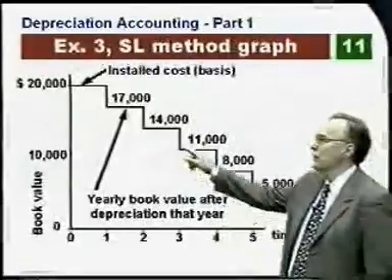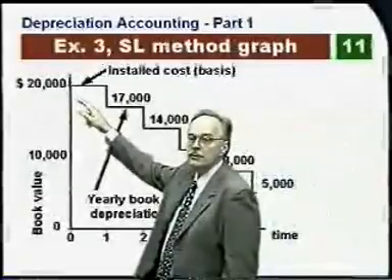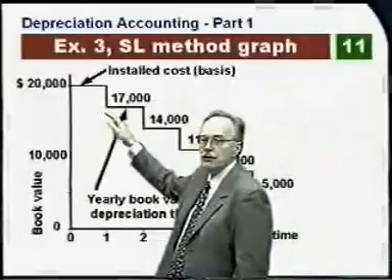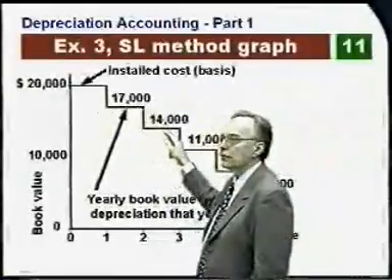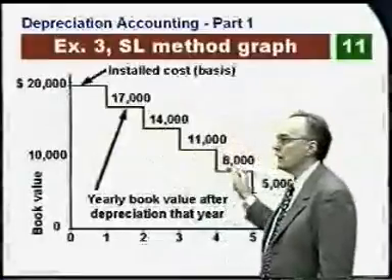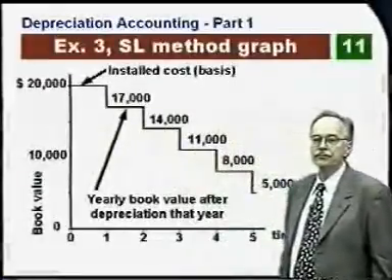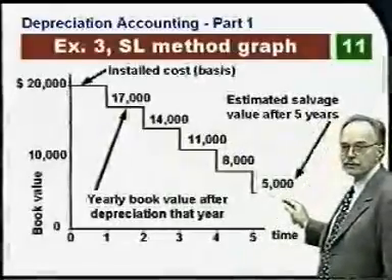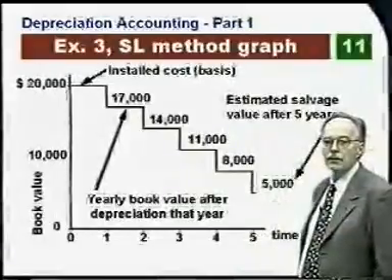In this graph, we see the decline in the asset value starting at $20,000. That's the initial cost or basis of the asset. Each year, we have $3,000 loss in value. You see the book values, $17,000, $14,000, $11,000, $8,000, and $5,000 at the end of the 5th year. The $5,000, of course, corresponds to our estimated salvage value that we had anticipated at the beginning of the project.